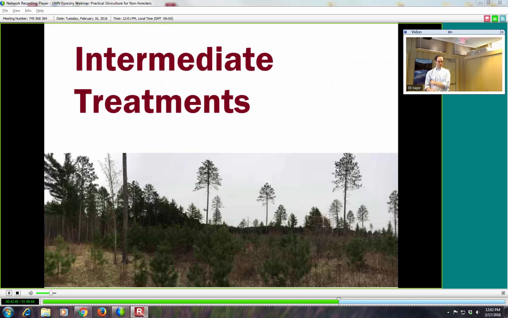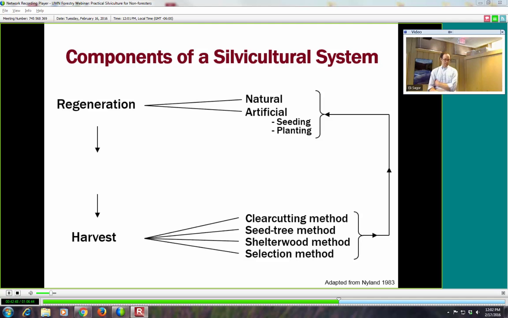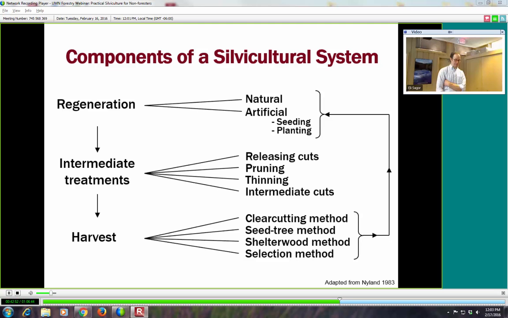So, intermediate treatments. We've already talked about the four methods that we see at the lower right here. Now let's add in intermediate treatments. A silvicultural system, as I said at the beginning, involves three key processes or steps: regenerating the stand, intermediate treatments or tending to that vegetation after it's established, and then the final harvest. I'm not going to talk about all of these, but we see four different intermediate treatments listed here on the right side of the screen.